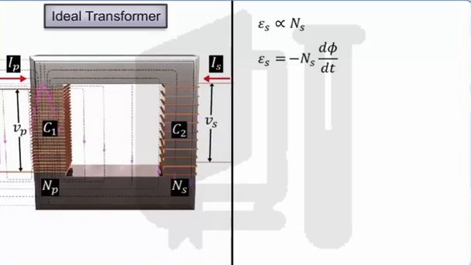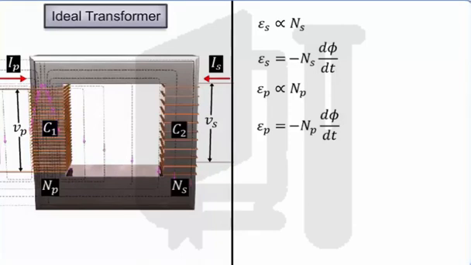The alternating flux phi also induces an EMF, referred to as the back EMF, in the primary coil due to self-induction. This EMF, EP, is proportional to the number of turns NP in the primary coil. This back EMF EP is equal to minus NP into d phi by dt, where d phi by dt is the rate of change of the magnetic flux linked with the primary coil. The minus sign is in accordance with Lenz's law.